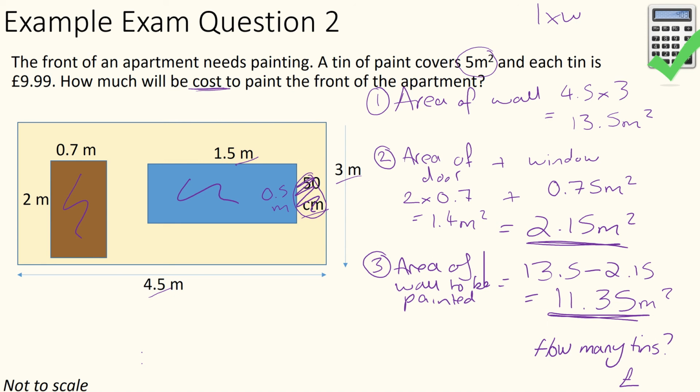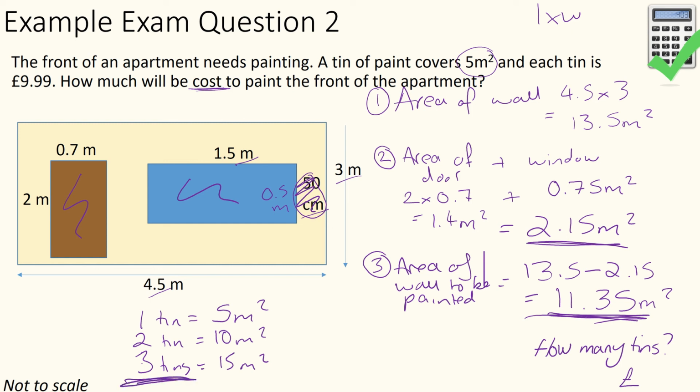So you need to then figure out how many tins of paint you are going to need. Well, one tin gives you 5 meters squared. Therefore, 2 tins equals 10 meters squared. 3 tins would equal 15 meters squared. Now you need 11.35. If you buy 2 tins, you haven't got enough. If you buy 3 tins, you're going to have extra, but you can't help that. That's life. So we're going to buy 3 tins of paint.